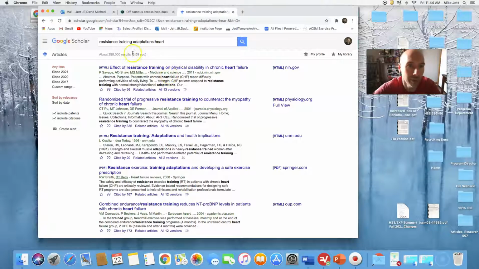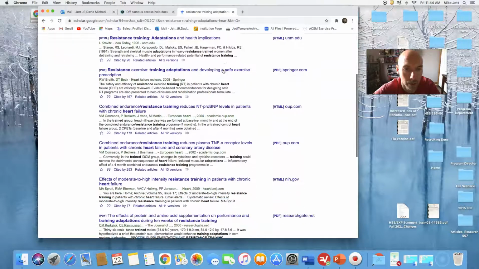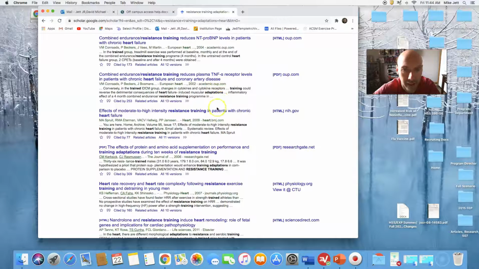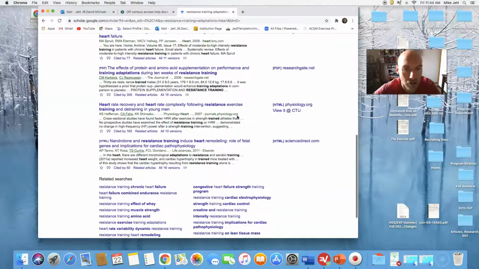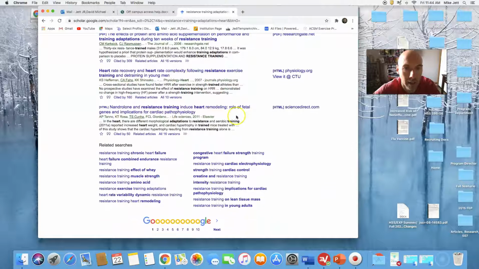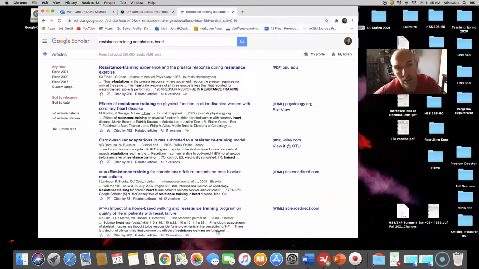So did we find anything that matches my search? Now this first one is about a specific disease. That's not exactly what I was looking for. Let's scroll on down. Again, here's another one for heart failure. What I had more in mind was, how does the heart adapt? Now this one is looking at fetal development, so that's again not exactly what I was looking for. So I'm going to go ahead and hit next. Check out the next couple pages.